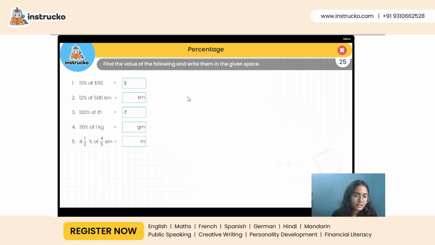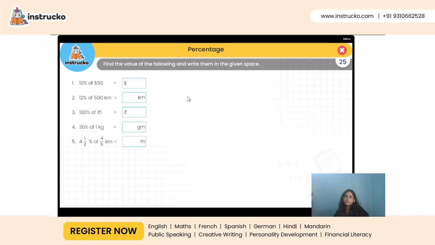What does this mean basically? The first one is 10% of $50. So, supposing I said I had $50 and I gave you 10% of the total 50 that I had. How much money will you have? That is what the question is asking. So, 10% of $50 is how much? That's exactly how much money you have, right?